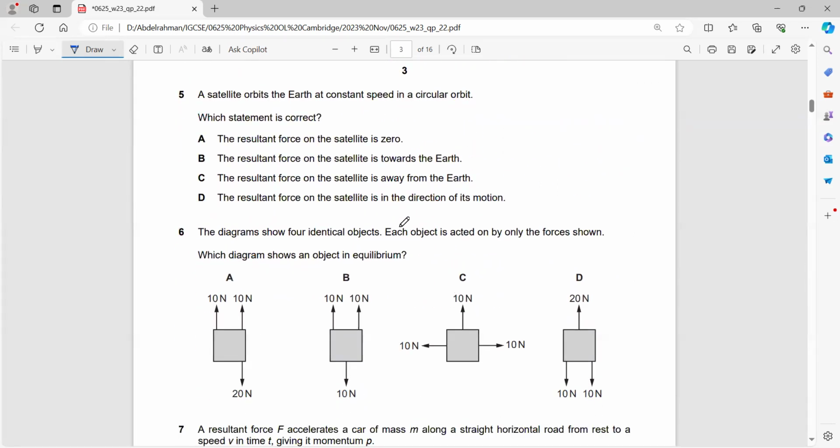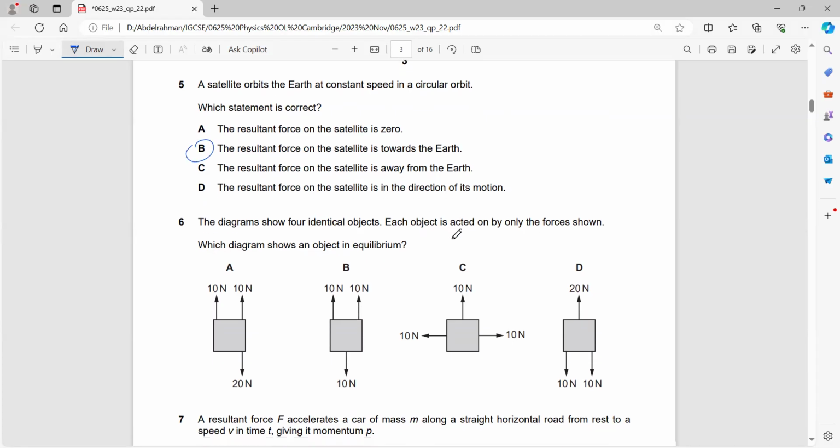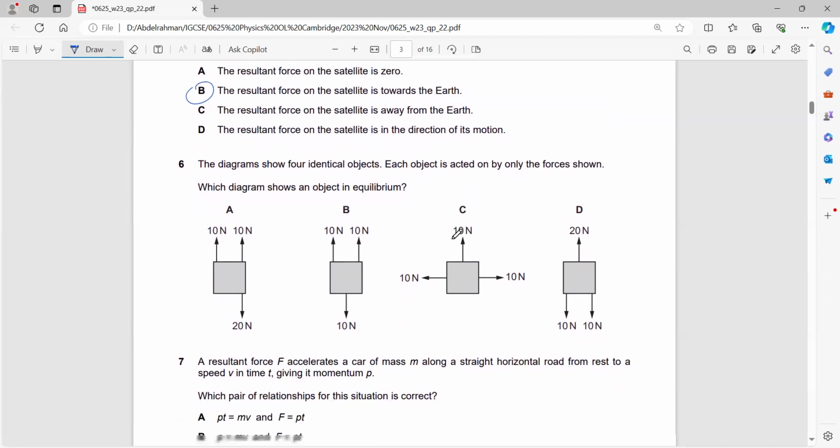A satellite orbits the Earth at constant speed in a circular orbit. Which statement is correct? Circular motion. It's towards Earth, because it's perpendicular. Exactly. Centripetal force or centripetal acceleration, which is always towards the center of the rotation.